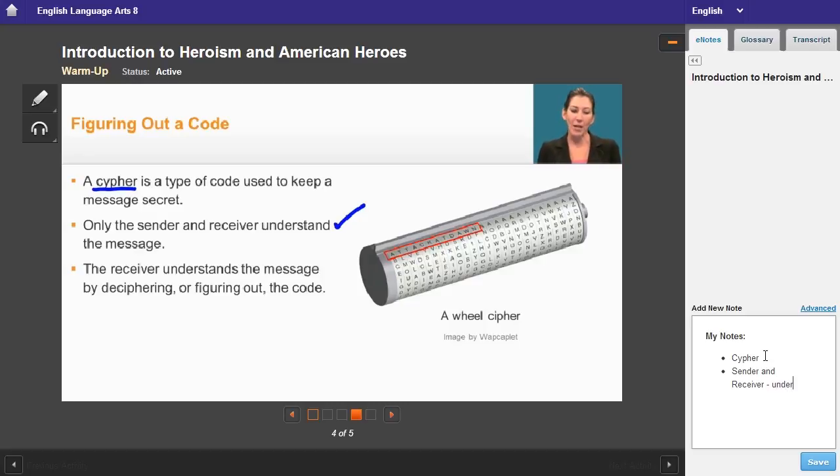Now, the receiver understands the message by deciphering or figuring out the code. Now, why don't you take a minute to see if you can crack a code?